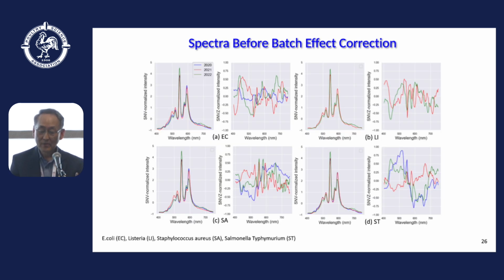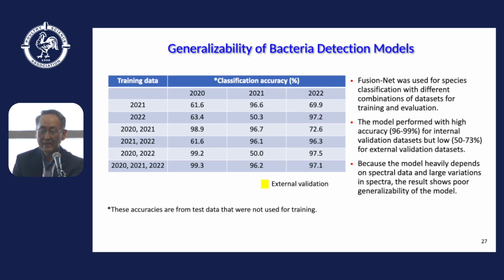So we tried to apply a different methodology, a different algorithm based on batch effect correction. This is before the correction. You can see the second column and the first column have lots of variability, even though I think it is the same bacteria, okay? For example, when you train on the 2021 data, the classification accuracy is very high for 2021 because we trained on that same year's data.